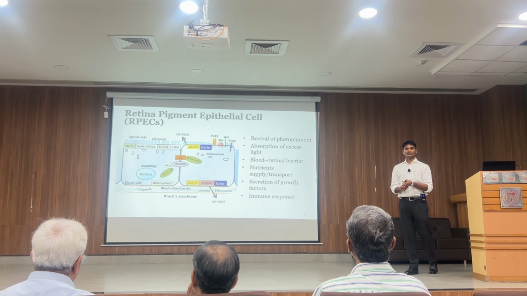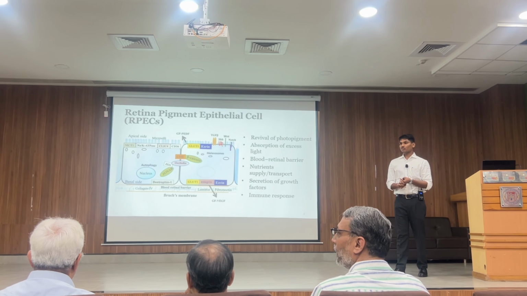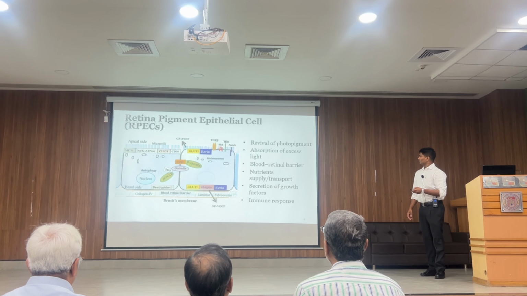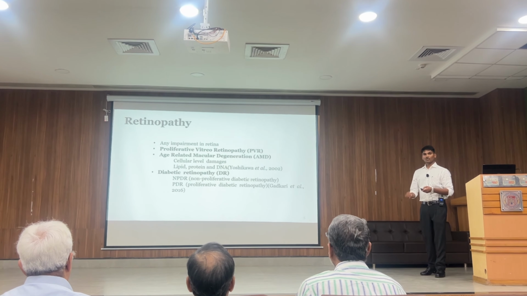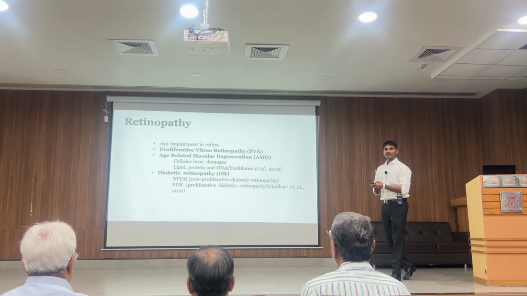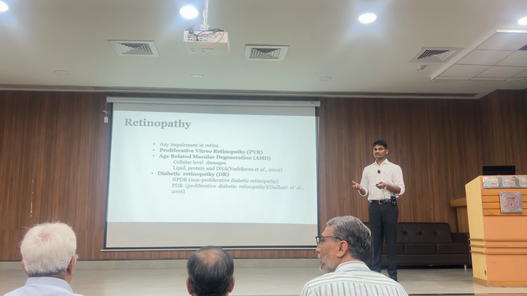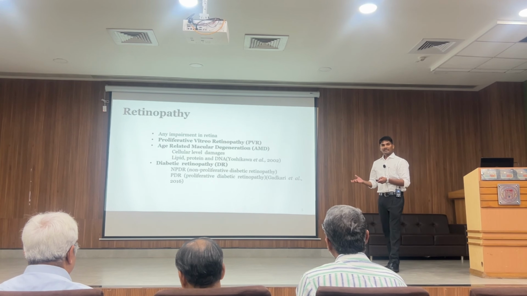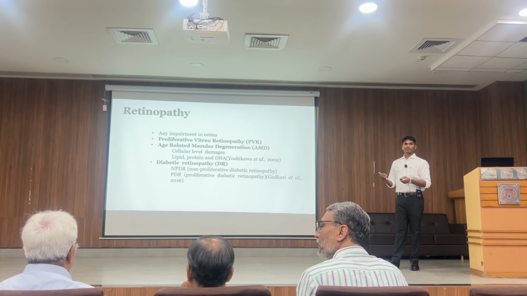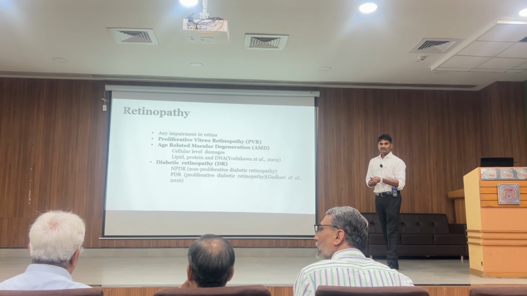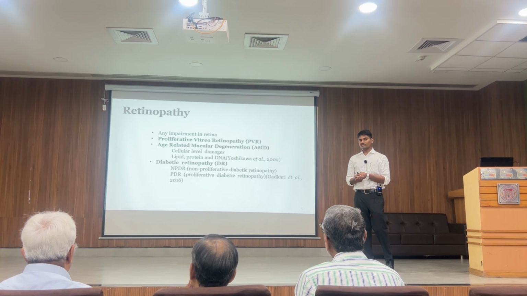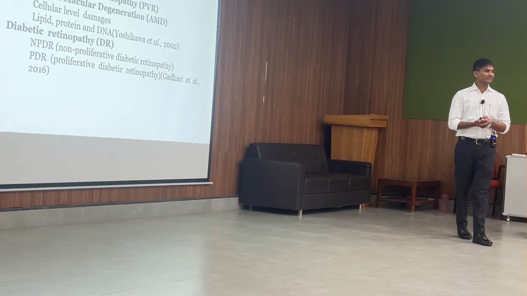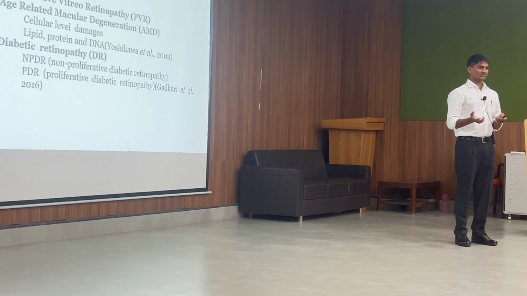These retinal pigment epithelial cells are a monolayer structure which, as I mentioned, plays a very important role, from the blood retinal barrier to transport of nutrients from inner retina to outer retina. If somehow a problem occurs in these retinal pigment epithelial cells, then what? That condition results in retinopathy. And retinopathy is nothing but any impairment in the retina that leads to vision loss.